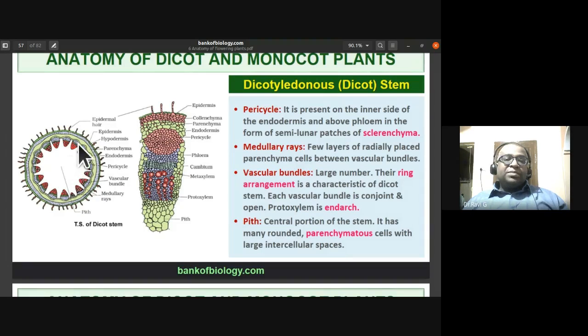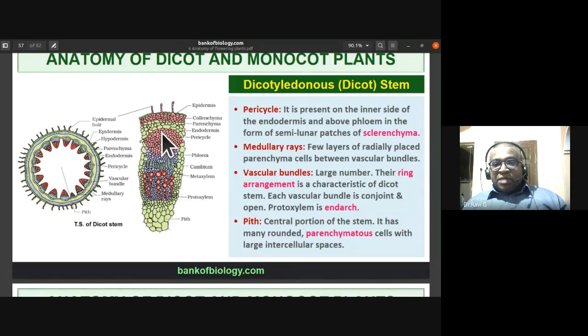So pericycle is present on the inner side of the endodermis, and it is above the phloem. You can notice that is the location. Inner to the endodermis and above the phloem, you notice this pericycle, and it is in the form of semilunar patches. You can notice here the patches of this pericycle, and they are sclerenchymatous.